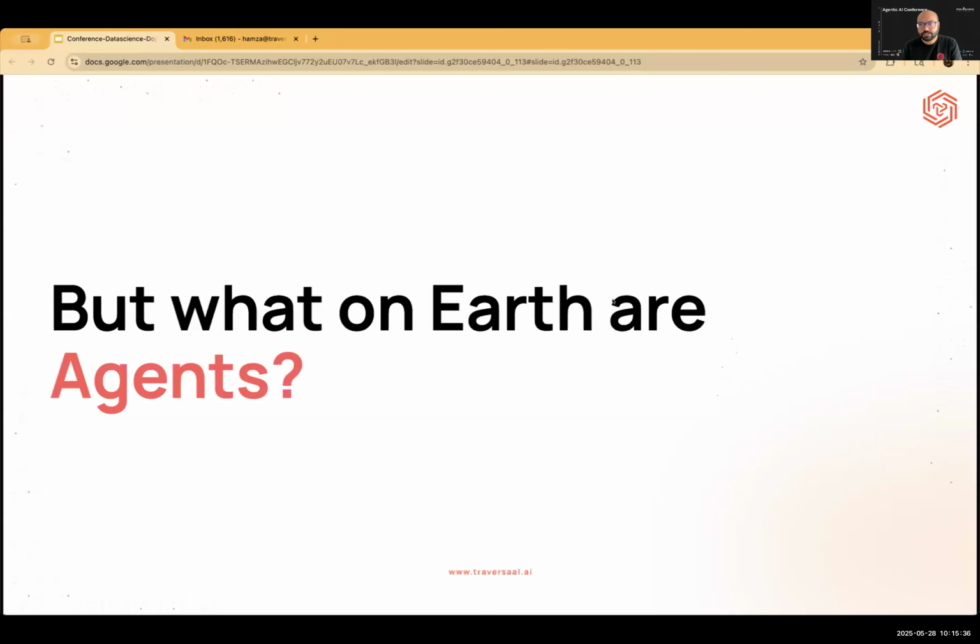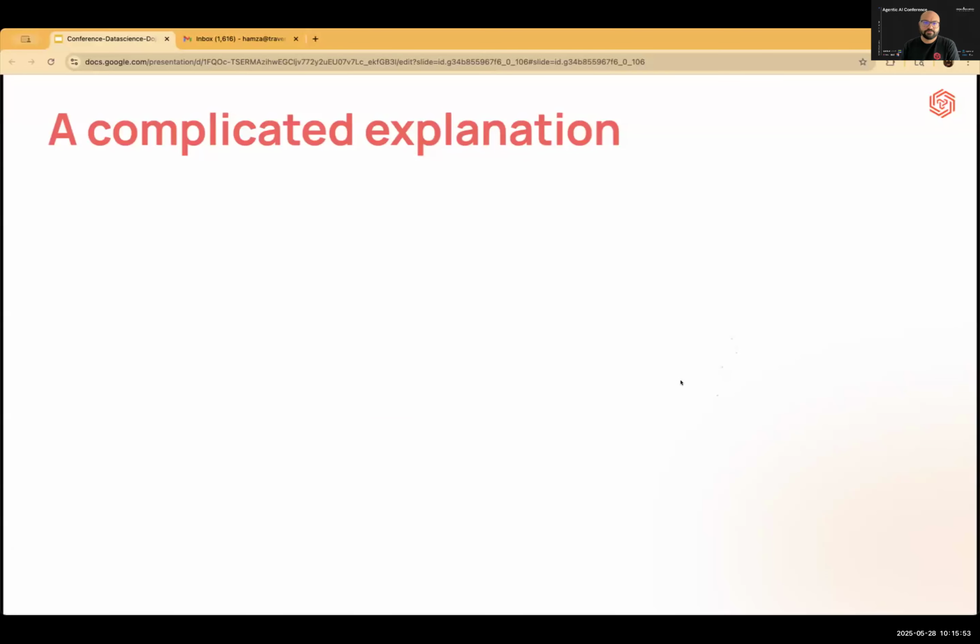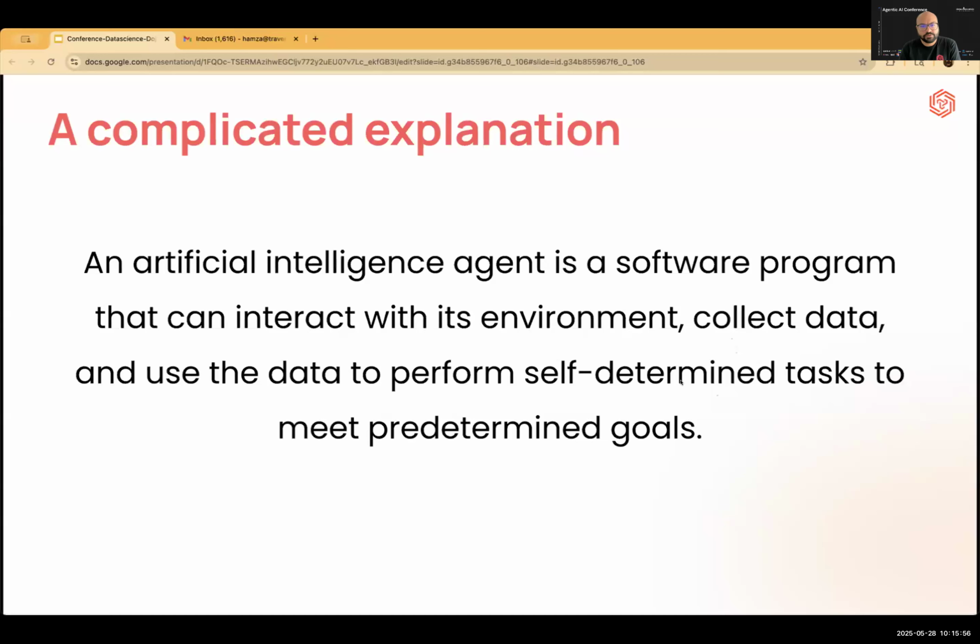But I think the major question, and this is something that I want to identify, is what on earth are agents? We keep hearing about agents. Yesterday, we also had a conversation about how we define agents. And no two people have the same definition. Some people have a scientific definition. Some people have a basic definition. So let's start with a very scientific definition. An artificial intelligence agent is a software program that can interact with an environment, collect data, and use the data to perform self-determined tasks to meet predetermined goals, right? So this is basically how we define an agent in scientific terms, right?